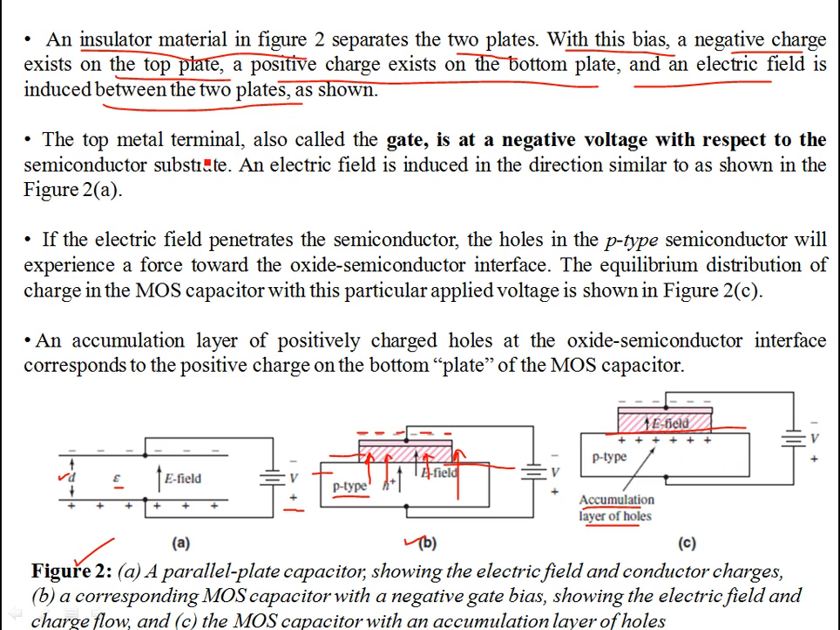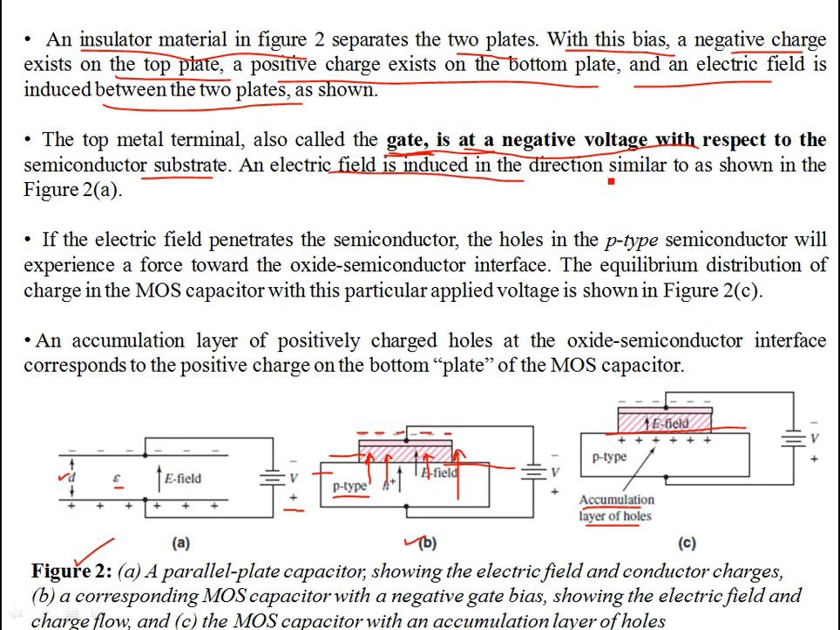Okay, the top metal terminal we are going to refer to as the gate, which is going to control the flow of charge carriers. The gate is at a negative voltage with respect to the semiconductor substrate. That's how the biasing is. You have a negative terminal connected to the gate.